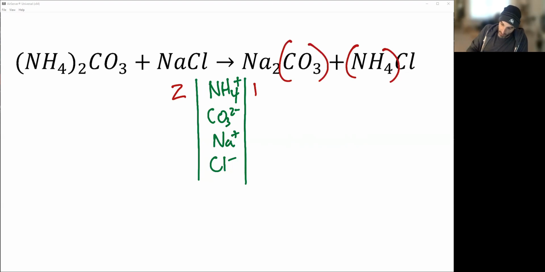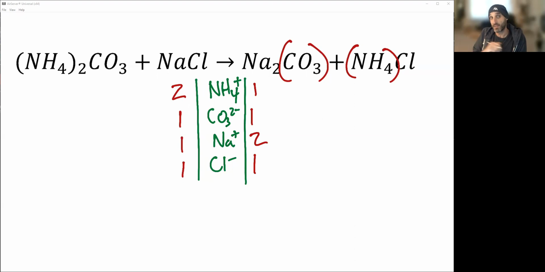Let's look at the carbonate. I have 1 carbonate on the left, and I have 1 carbonate on the right. My sodium, I have 1 sodium on the left, and I have 2 sodiums on the right. In the chloride, I have 1 chloride on the left and I have 1 chloride on the right. So now we have to balance.